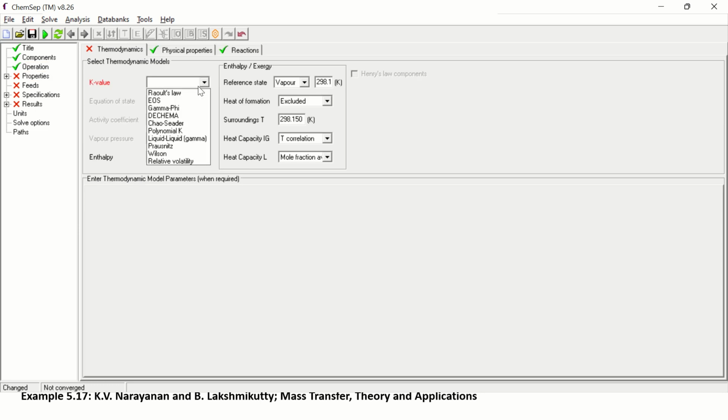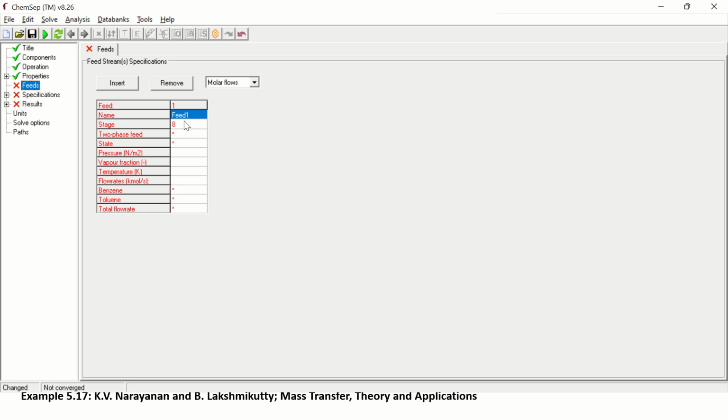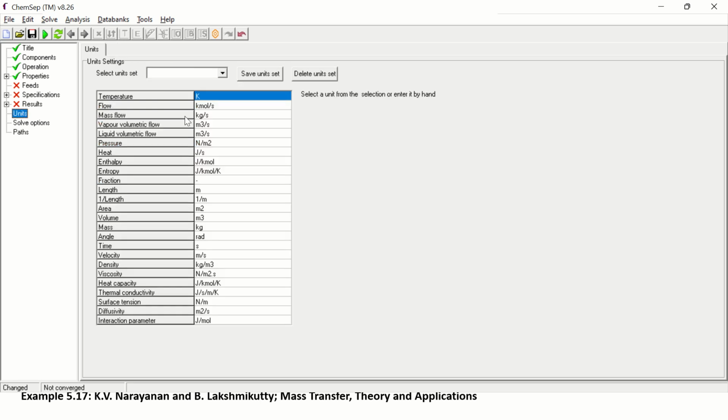We have to select the thermal property model. So for the K value, select the Wilson model. And for enthalpy, select the excess model. Now go to the feeds. So the feed is not split, and for the state, we are given the pressure and the vapor fraction. The pressure was actually 101.3 kilopascal. It is in newton per meter square, but you can change the units. Go to the units; the flow in our problem is in kilomole per hour, and the pressure is in kilopascal.